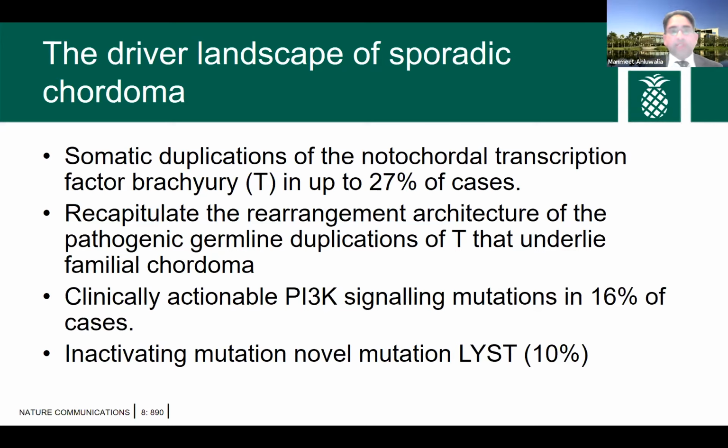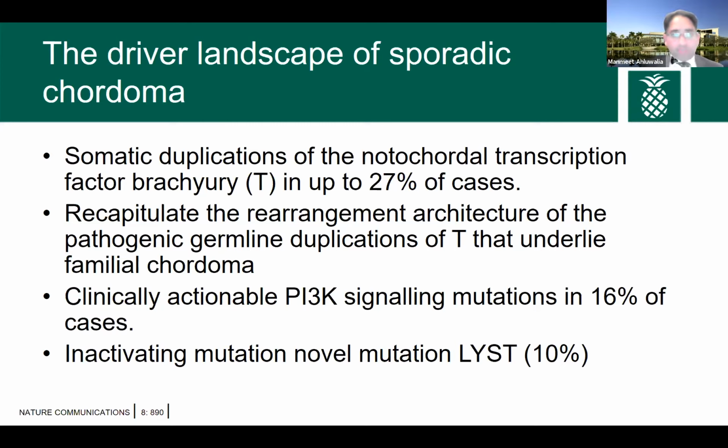These replicate or recapitulate the rearrangement architecture of some germline duplications of brachyury that underlie familial chordoma and has been seen. And there have been efforts looking at vaccines targeting brachyury in this disease space. But they've also identified PI3 signaling mutations seen in around 16% of the cases. And there are a number of mTOR inhibitors. There is a PI3 kinase inhibitor, which is FDA approved. There are other inhibitors which are going through clinical trials.